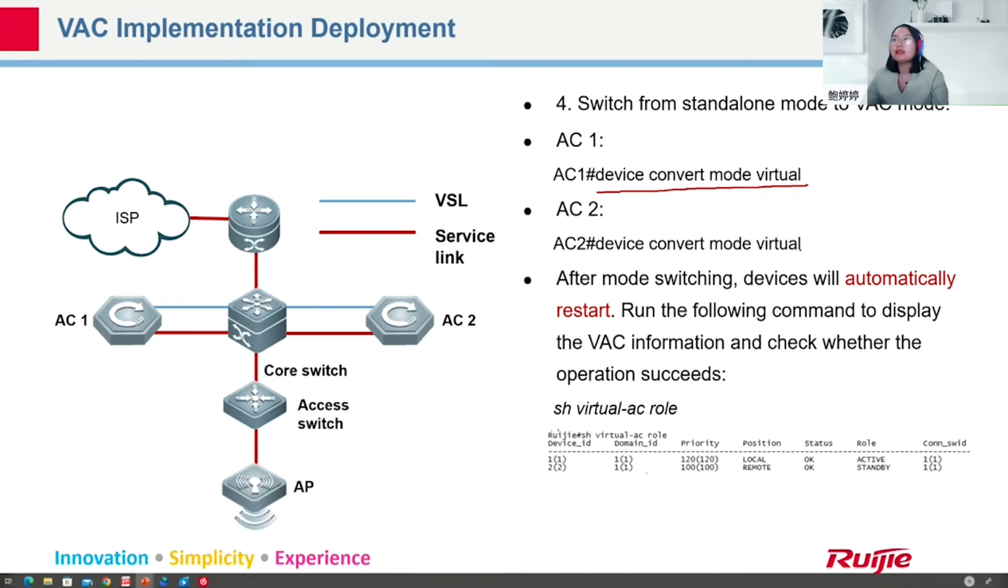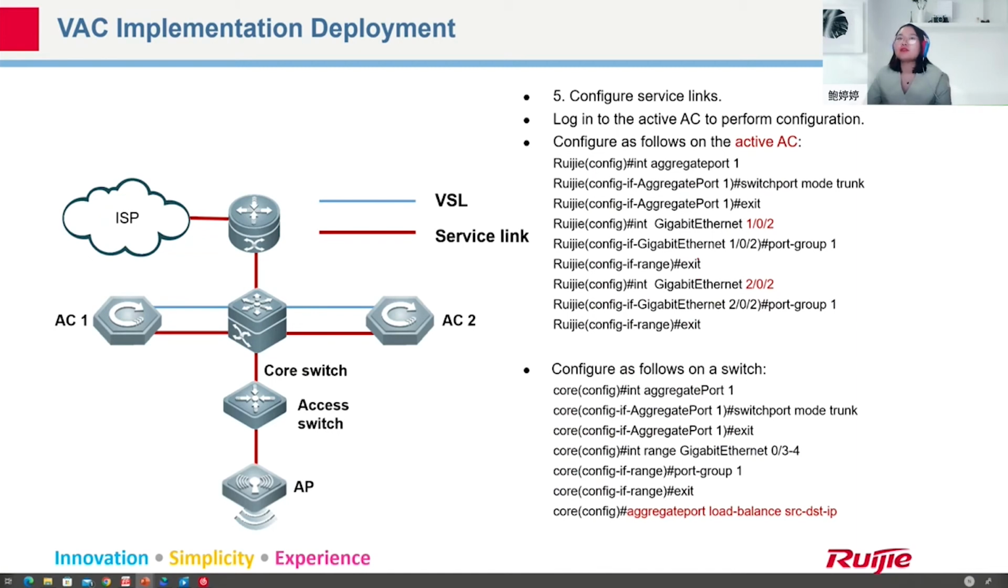And after you enter this command, the devices will automatically restart. So in this process, the AC will not be working until we become a VAC successfully. Then you can use the command show virtual AC role, and you can see two ACs, AC1 and AC2, and the domain ID, priority, and whether the position is local or remote, and the status is okay, and what's the role, and what's the ID. And here is a configuration.